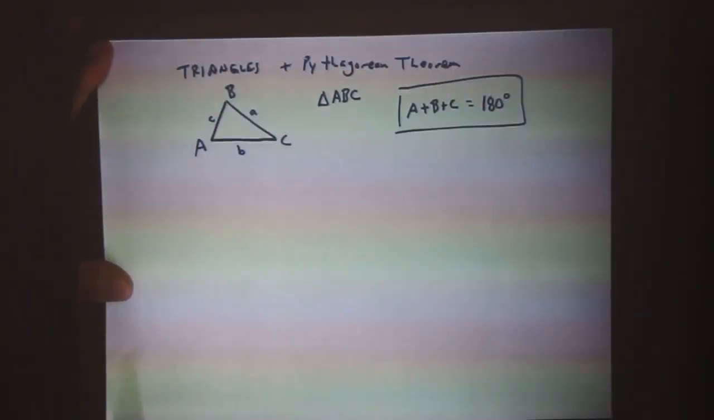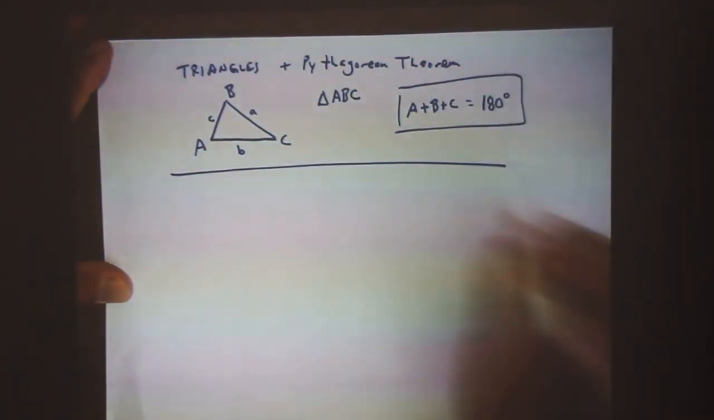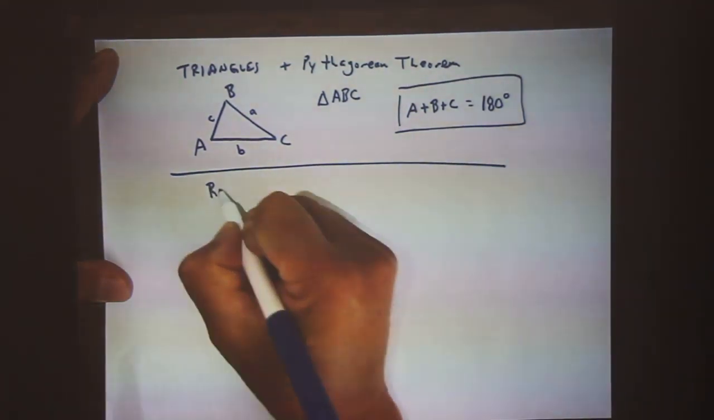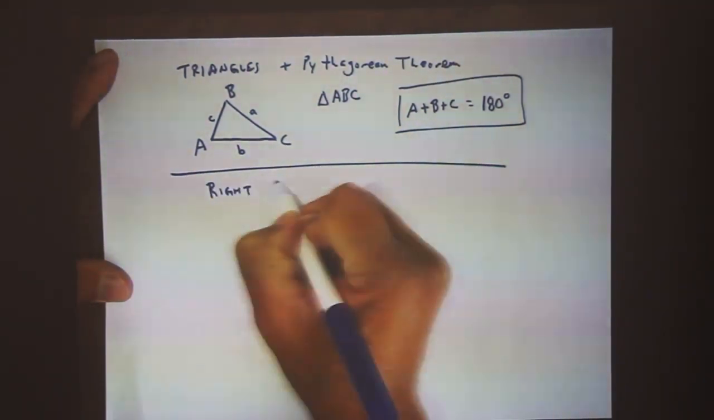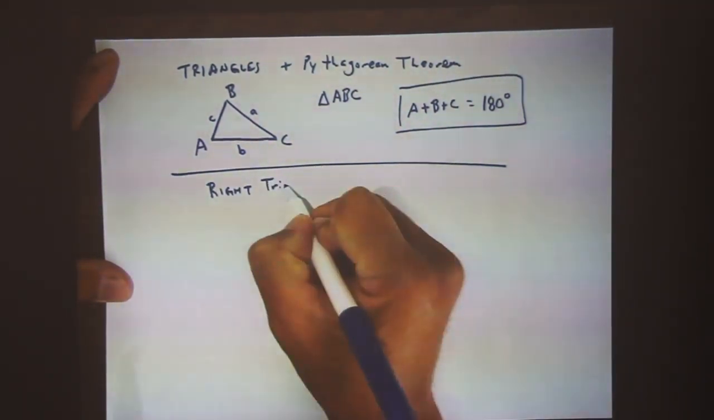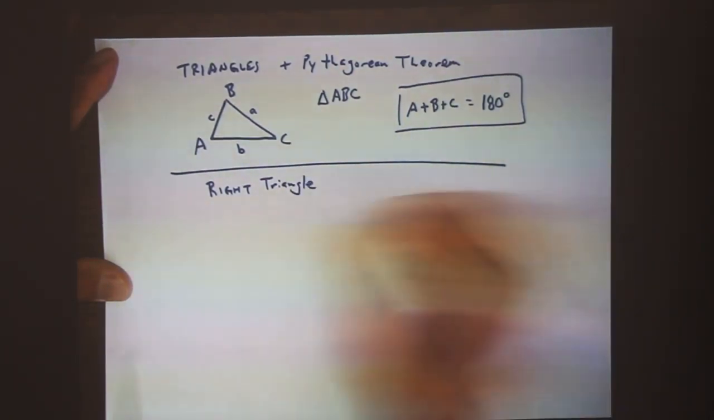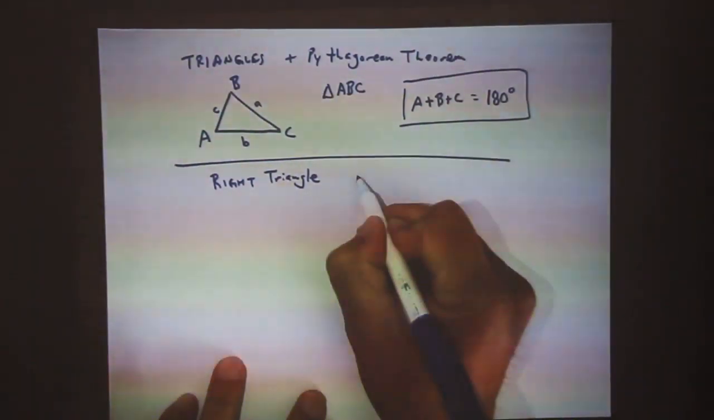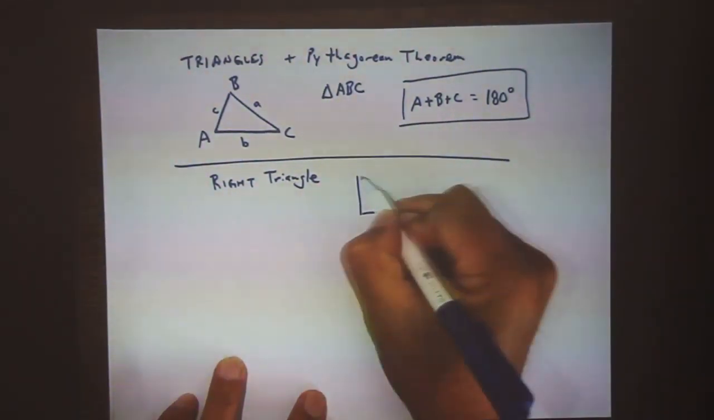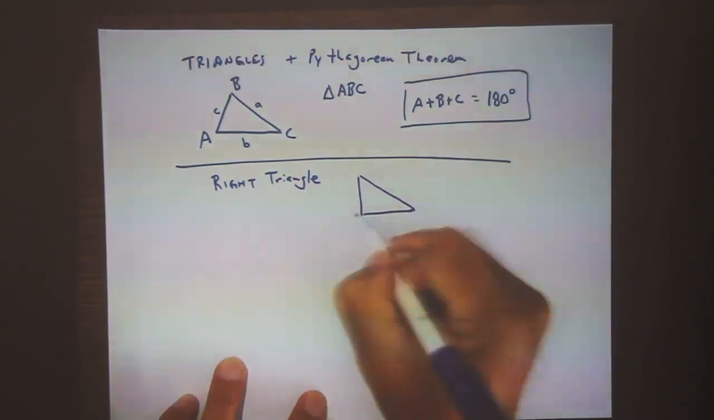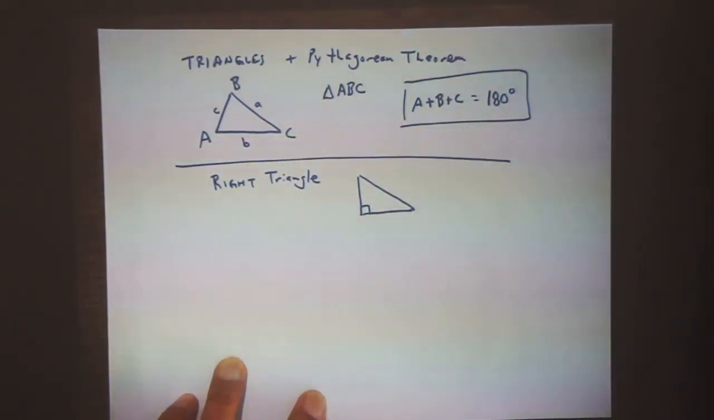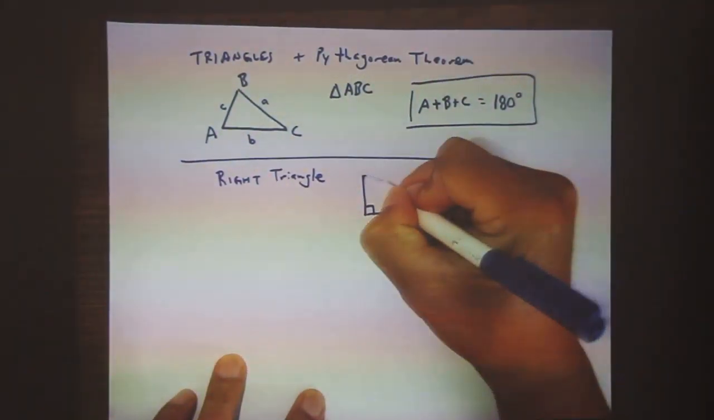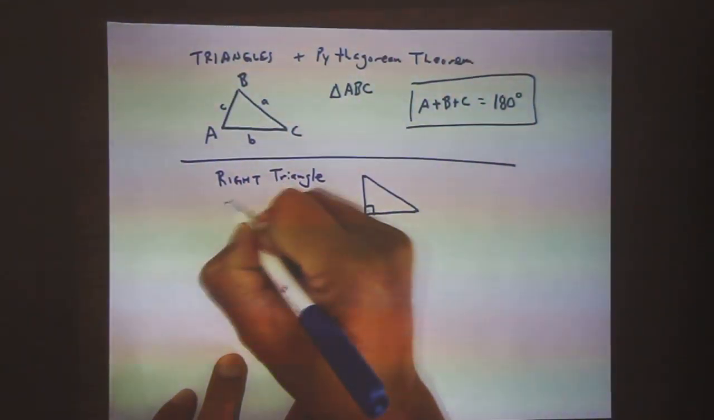Of all the different triangles in the world that exist, one of the special triangles that we deal with a lot in math is the right triangle. What makes a right triangle is that one of the angles in the right triangle is a right angle, hence the name right triangle. That means one of the angles has an angle measurement of 90 degrees.